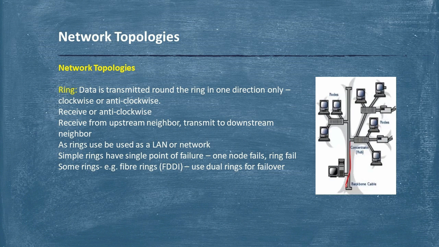Simple rings have a single point of failure. One node fails, the entire ring fails. All the nodes fail. Some rings, for example fiber rings, that is FDDI, fiber optical, use dual rings for failover. If you use a dual ring, it can fail over to the second one.